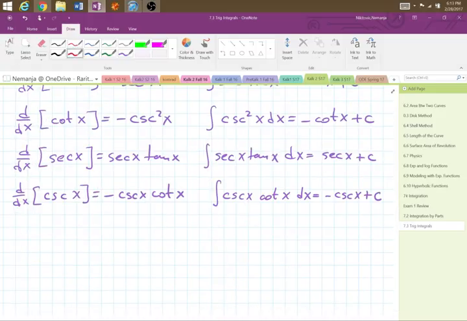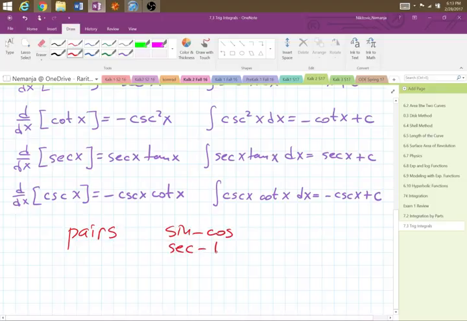Here in blue, the pairs: sine with cosine, secant with tangent, cosecant with cotangent. I can't stress enough that you need to recognize these pairs right away, because if it's not paired, it can't be done using Calculus 2, Chapter 7. So your problem must have this.